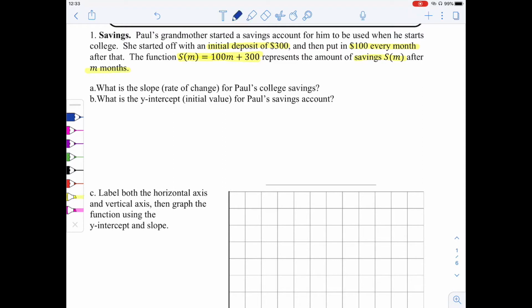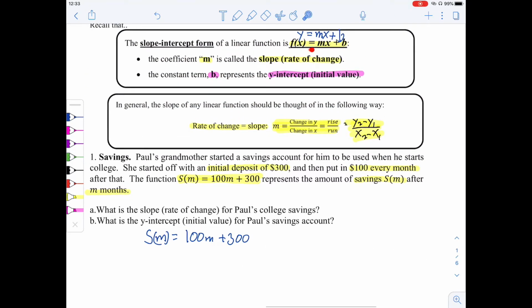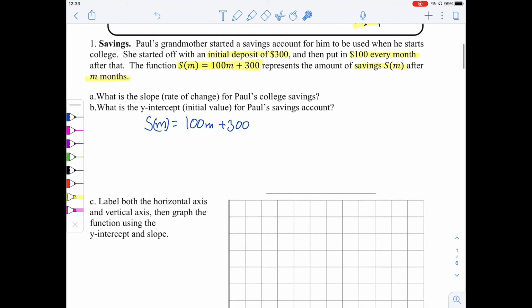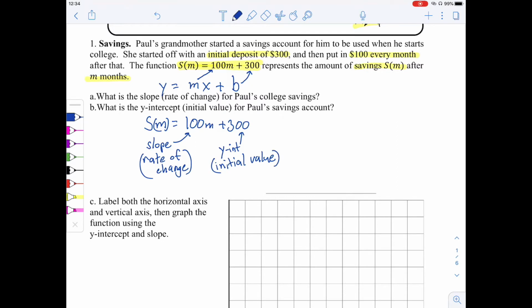So let's look at our equation again and break it down. So if we have S of m equals 100m plus 300, and remember we're comparing that to our slope-intercept form, y equals mx plus b, always. So if we compare it to y equals mx plus b, we can automatically just match it up. Your m, or your slope, is 100. The number at the end, your b, your y-intercept, is 300. So given this, we can say that 100 is our slope, and another word or phrase for slope is rate of change. And then our b, our number at the end, is our y-intercept, which is also our initial value. So always remember that: y-intercept, initial value; slope, rate of change.